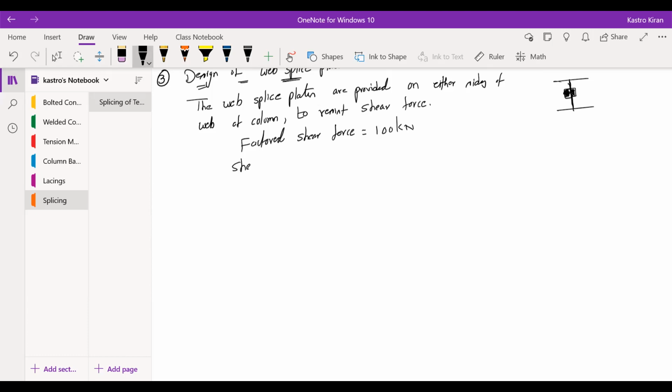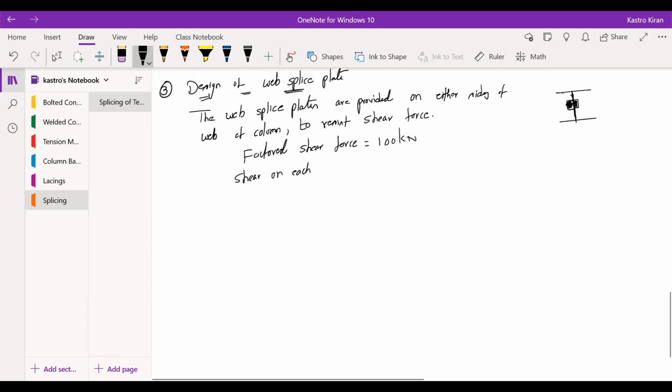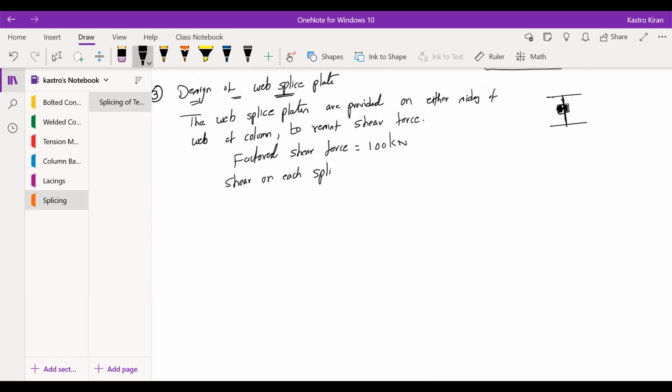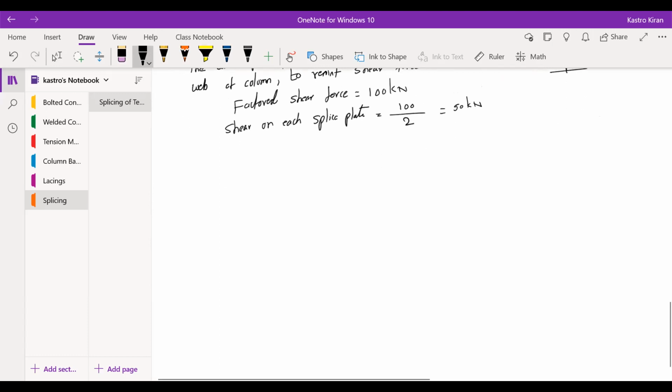So therefore, shear on each splice plate equals to how many we are providing? 2. So that's the reason why I'm dividing it by 2. Therefore, it will be 50 kilonewtons is the amount of load which will be coming onto each web splice plate. Okay. Now let's find out height of web between flanges.